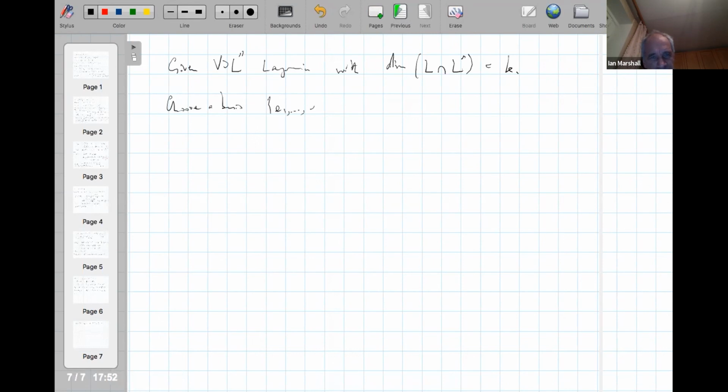So let's choose a basis e1 to ek for this subspace, so L intersection L prime. It's K dimensional, so there are K of them, and extend to a basis for L. So I write L equals the span of e1 up to en.